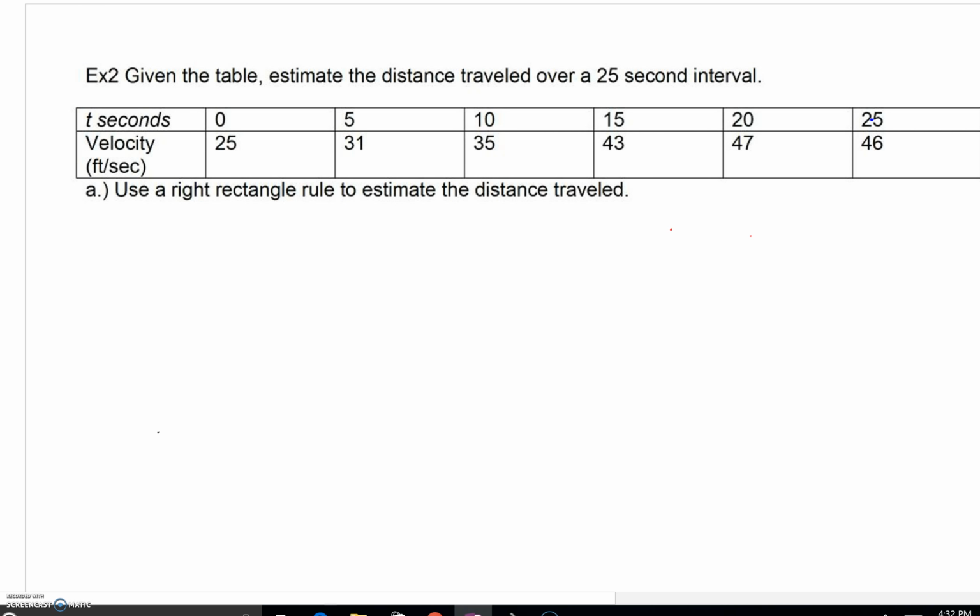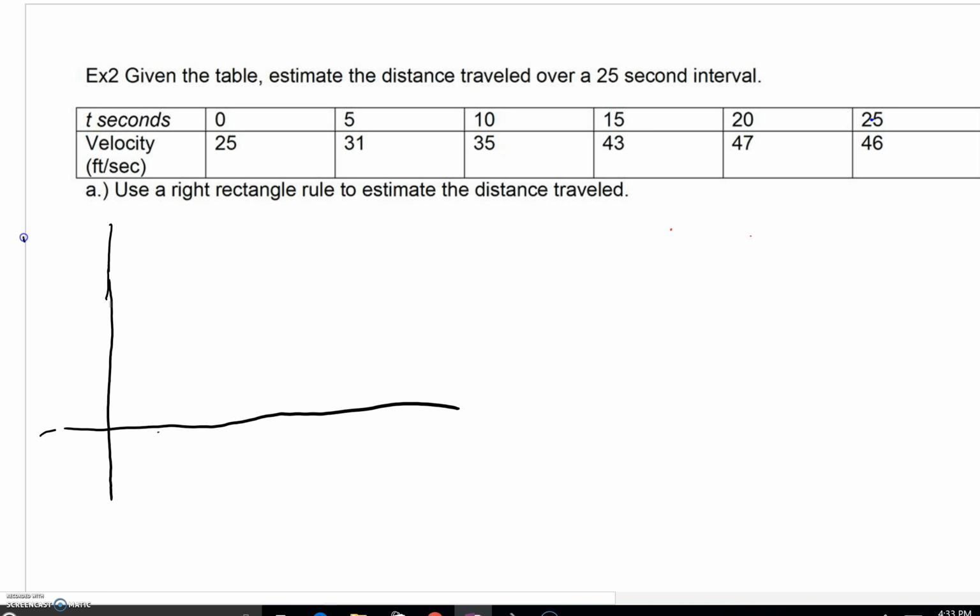Finishing up lesson 5.1, which dealt with rectangle approximation methods to find area underneath a curve, we're going to look at a tabular problem. For example 2, it says, given the table, estimate the distance traveled over a 25-second interval. Well, if we were to make a graph, by the way, you don't have to make a graph here, but I do want to at least comment as to what that would look like.